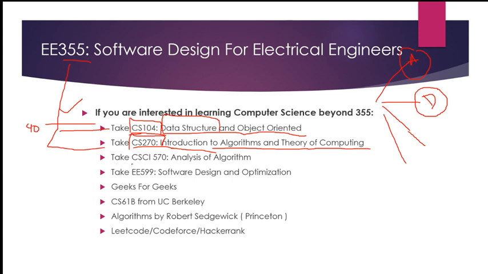And also, if you're a grad student, you can try to take 570. Analysis of algorithms is beyond 270, it's more advanced stuff. And you can take EE599, which is also taught by Professor Nazarian. It's beyond 355, like an advanced version of 355.